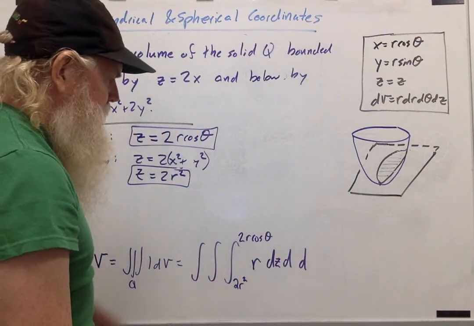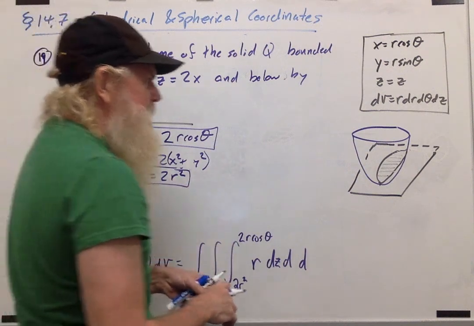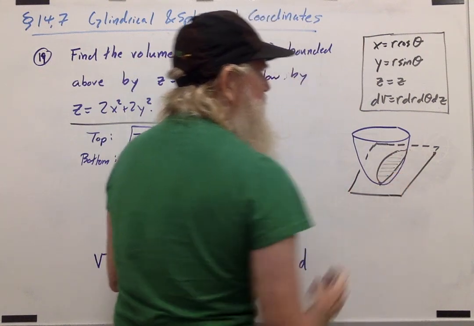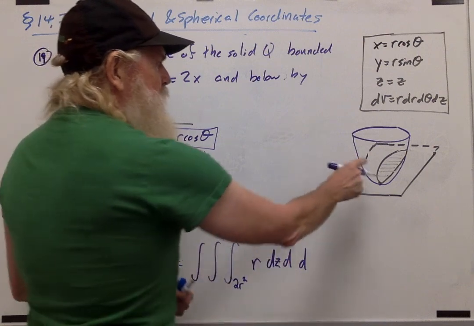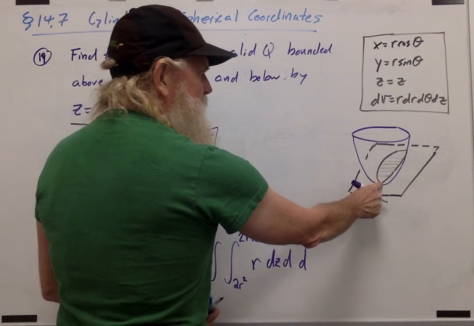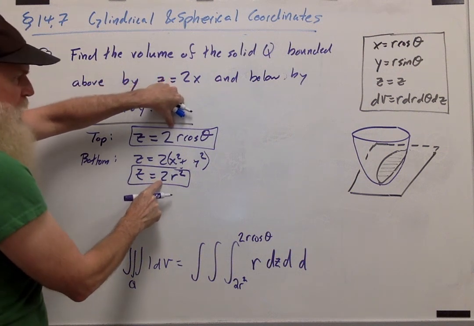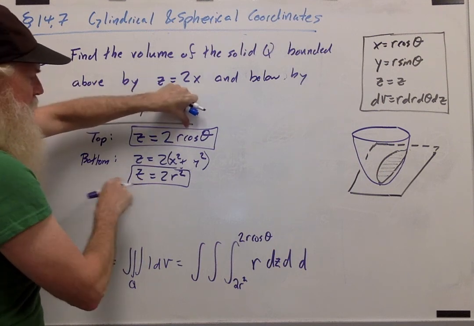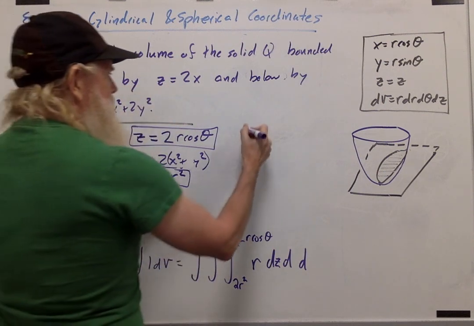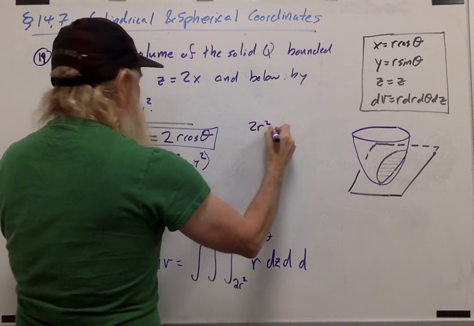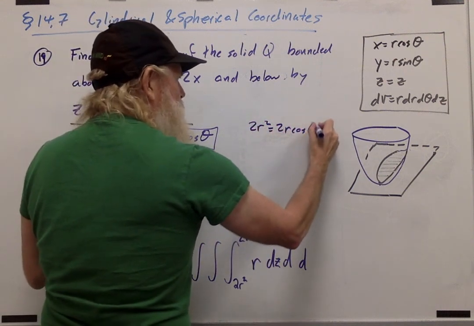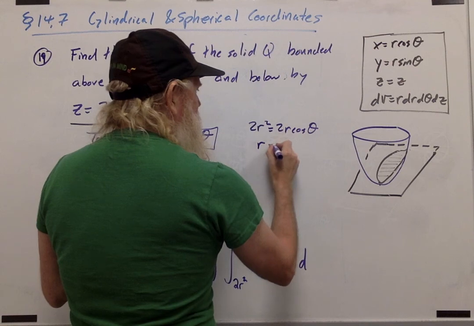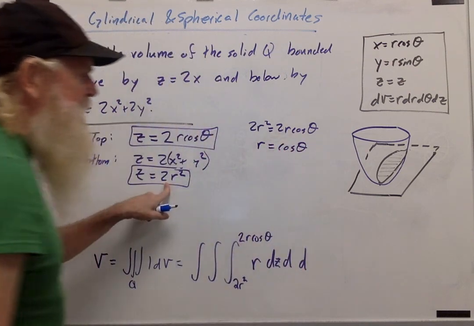I'm not going to try to sketch it yet. Let's just find out what the curve of the intersection is. So let's figure out what this black circle-ish or oval-looking thing is when I write it in terms of r and theta. So this is going to be the curve where the paraboloid intersects the plane. So that's where these two surfaces intersect. So I'm just going to set them equal to each other. Since z is 2r cosine theta and z is also 2r squared, that means I can write 2r squared equals 2r cosine theta.